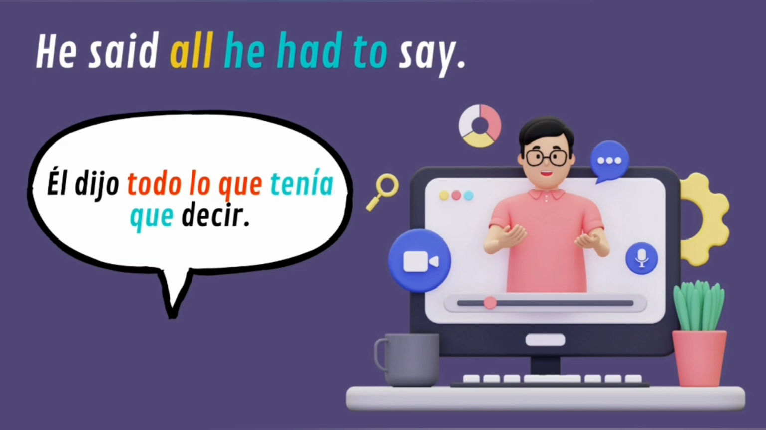Okay, one more time. Él dijo todo lo que tenía que decir. He said all he had to say. Okay, so if you're having next to the word all an action, then you have to add an extra meaning, extra word, todo lo que. If you're having next to the word all an action, okay?